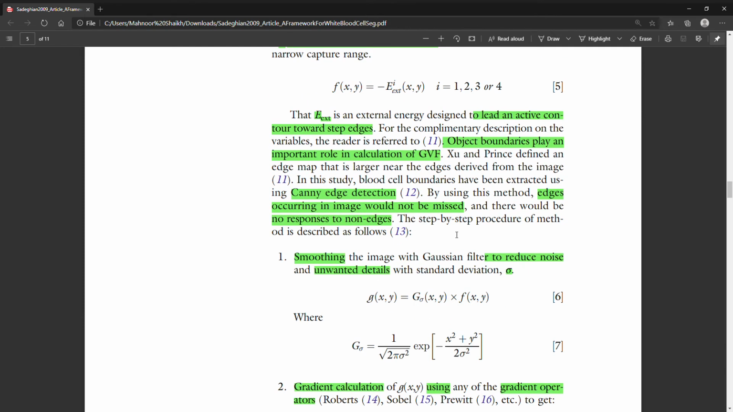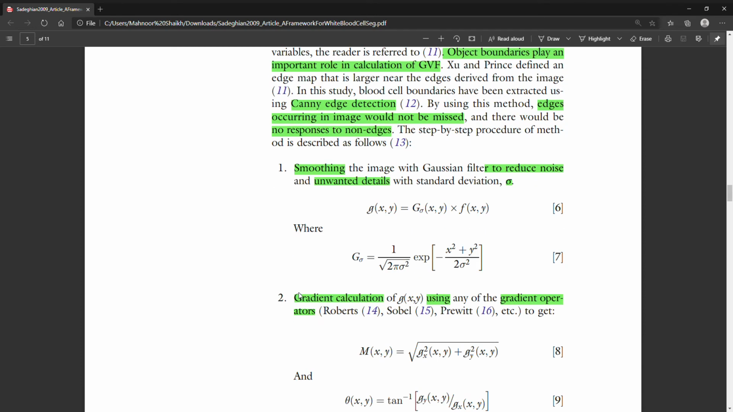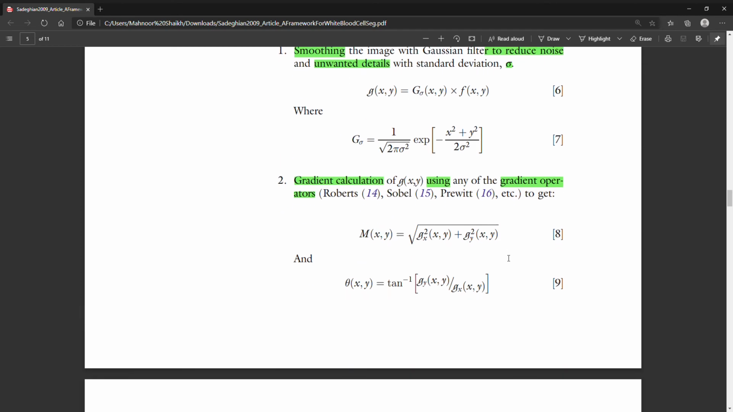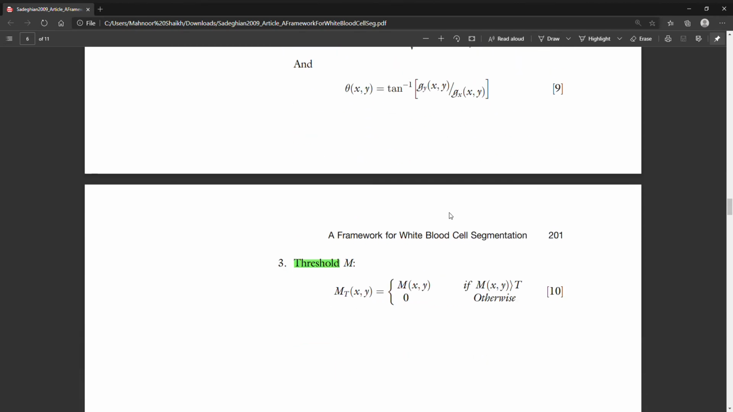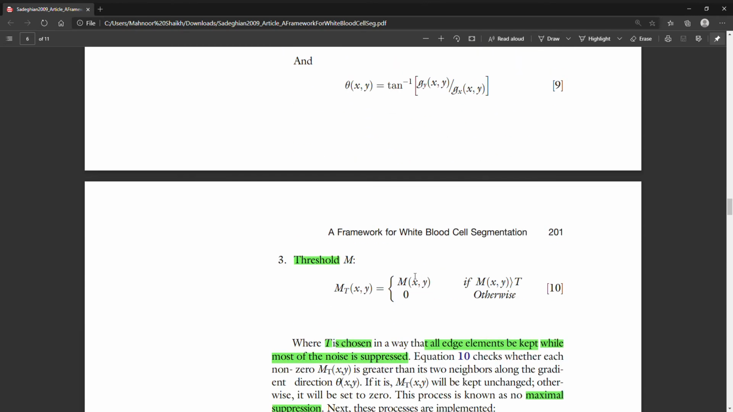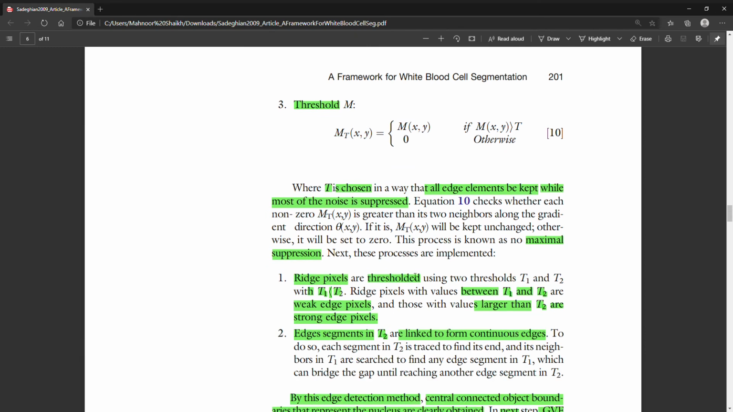There is one method known as scanning edge detection. This edge detection method does not miss any edge occurring in the image, and it is completely non-responsive towards non-edge areas. The steps are, first of all, smoothing using a Gaussian filter to reduce noise and unwanted details. There are some equations for this. Gradient calculation also occurs by using gradient operators. There are equations given for that, and similarly for the threshold, finally, there is a piecewise function. This process is known as non-maximal suppression.